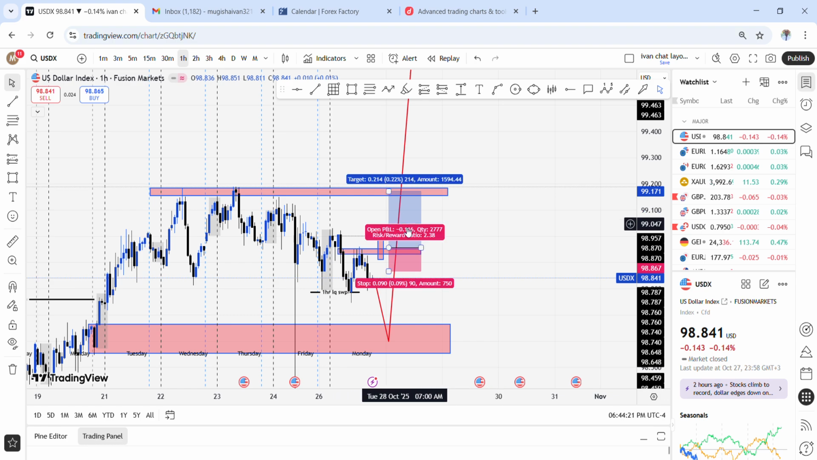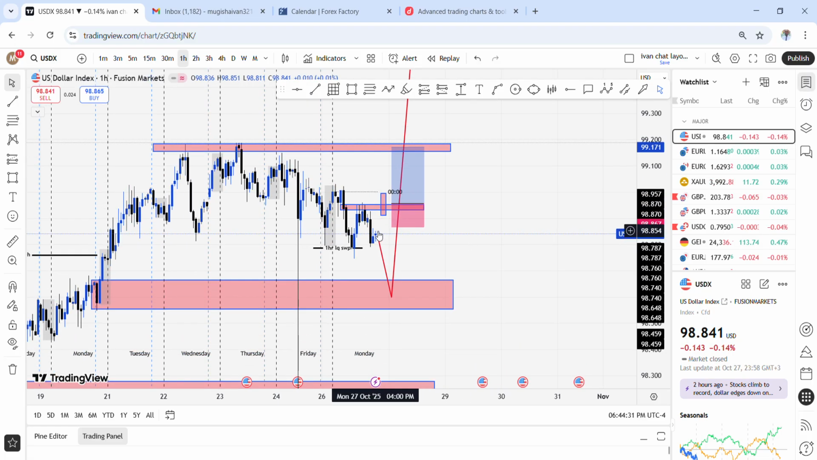So on EURUSD, I'll take sales. Should I see any candle close above here, I'll take my sales on EURUSD. And should I see tomorrow, maybe on a 15-minute time frame, a breakout structure at the lower side, I'll take continuous buys on EURUSD.